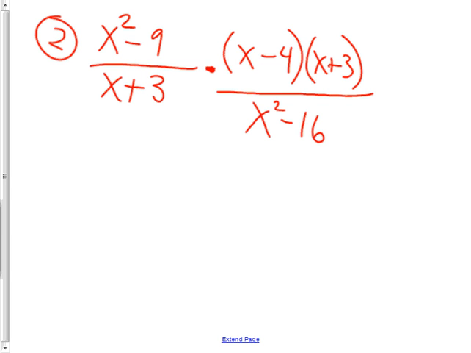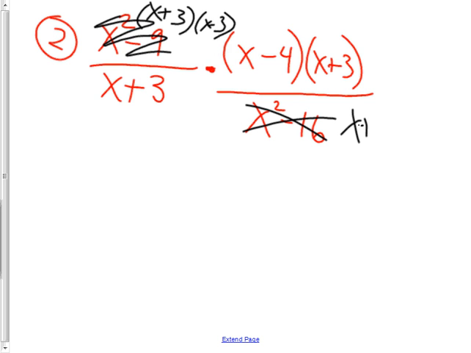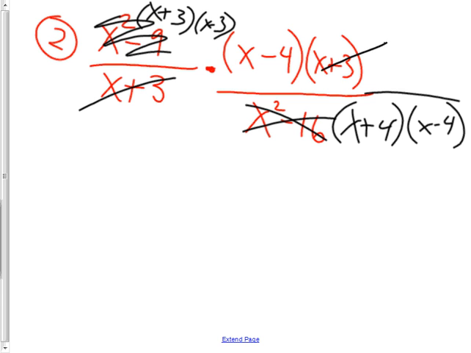Okay, this next one is the easy one. I'm hoping a lot of people get this one right. X squared minus 9 is x plus 3, x minus 3. And then here, x plus 4, x minus 4. Then the canceling. An x plus 3 can cancel this x plus 3. We have an x minus 4 can cancel this x minus 4. And then what's left on the top is x plus 3, x minus 3.